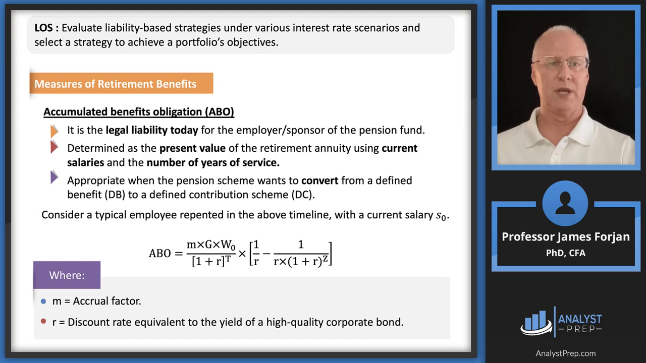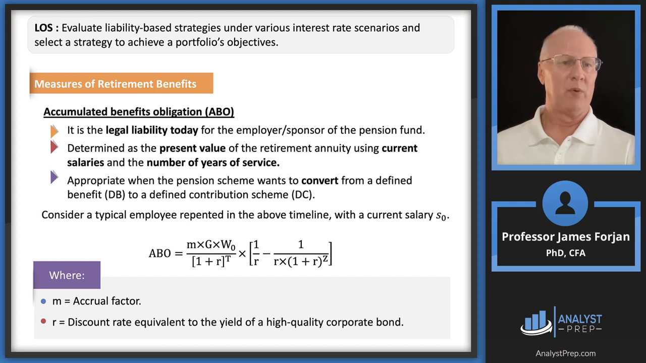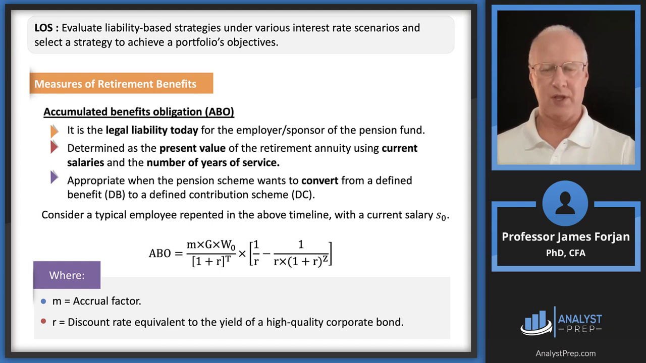One way to measure retirement benefits is through this accumulated benefits obligation. It's the legal liability today. It's really just a present value using current salaries and number of years of service. I like that purple arrow point there. This is really a good question on the exam. It's appropriate when the pension plan wants to convert from defined benefit to a defined contribution plan.